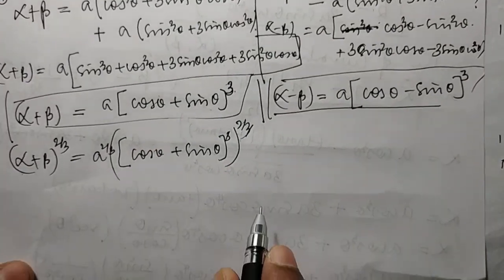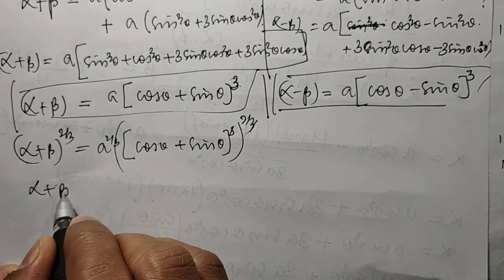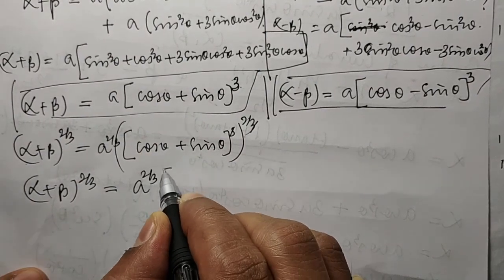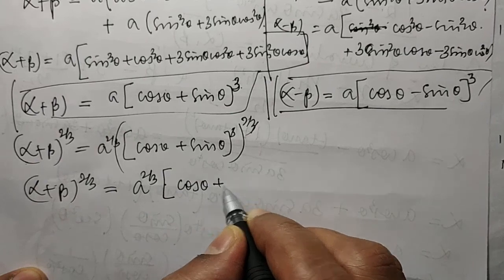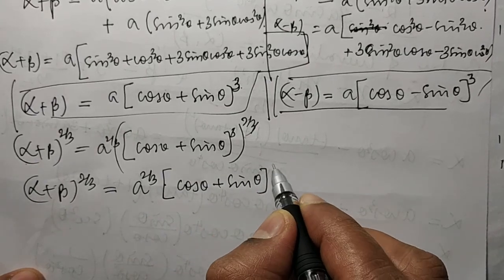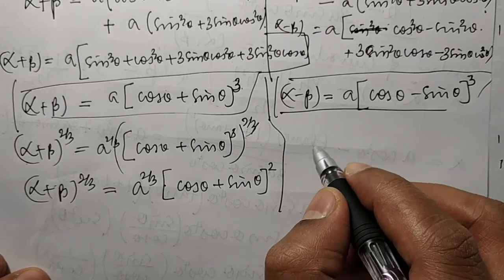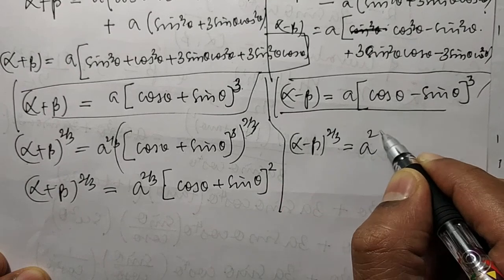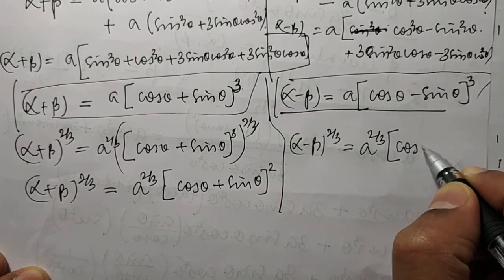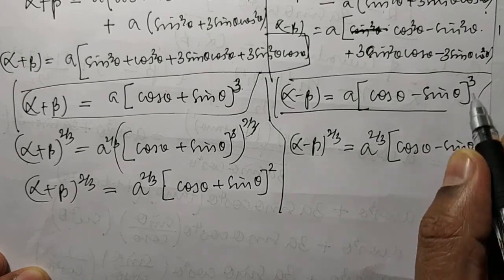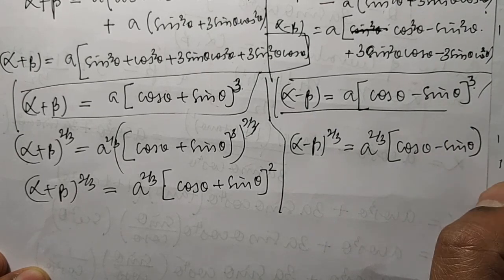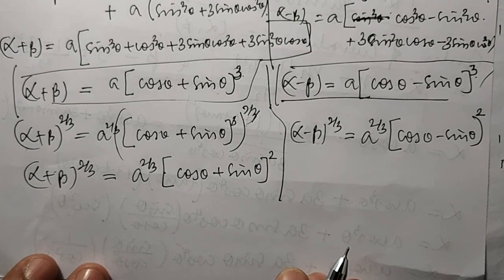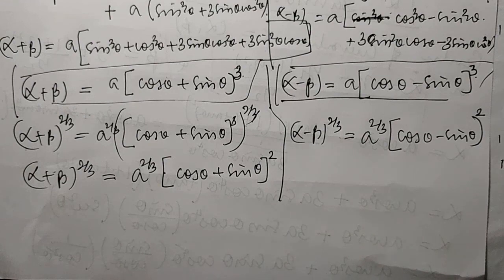So the 3 gets cancelled. Therefore, alpha plus beta raised to 2 by 3 is equal to a raised to 2 by 3 into bracket cos theta plus sin theta, that raised to 2. Similarly, if you take alpha minus beta raised to 2 by 3, then it becomes a raised to 2 by 3 into cos theta minus sin theta raised to 3, raised to 2 by 3. The 3 gets cancelled, so it is square. Then we'll add these two results.